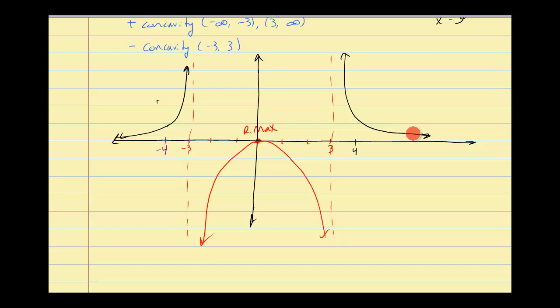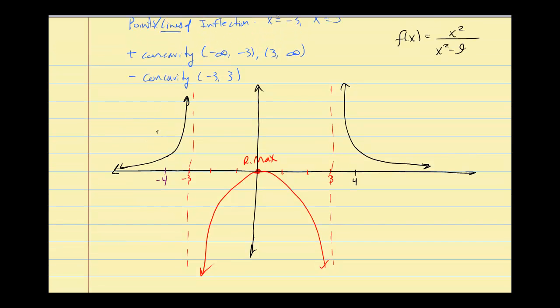And as it turns out, our horizontal asymptote is actually at y equal 1. So I have a horizontal asymptote right here at y equal 1.